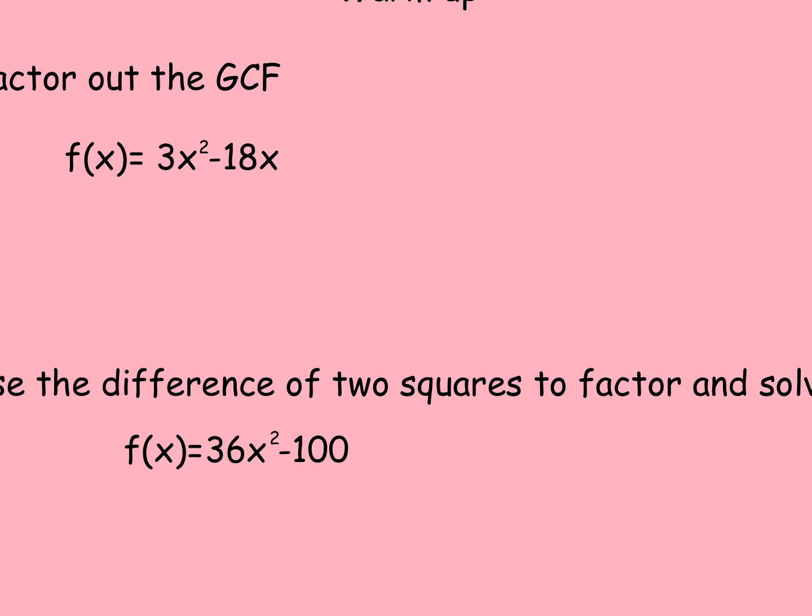Did you realize there was a 3 in both of them? If you didn't catch that, you've got to get good at that. If there's a 3 here, then you ask, is there a 3 buried in the 18? Yes, there is. 3 times 6 is 18.